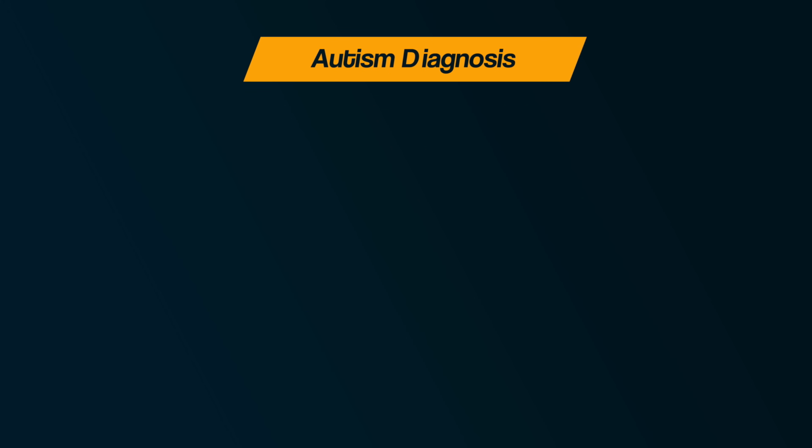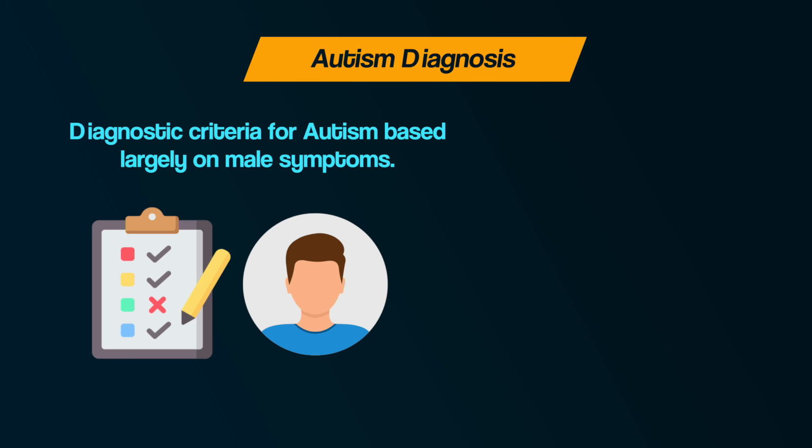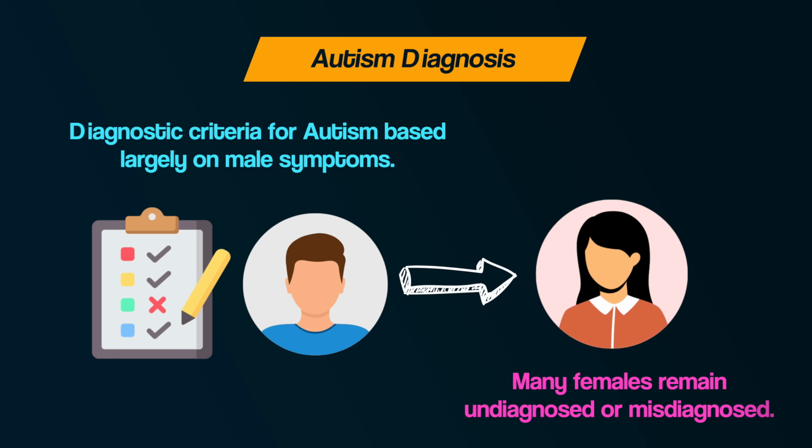Androcentrism is also evident in autism research, where diagnostic criteria have been developed based largely on male symptoms. As a result, many females remain undiagnosed or misdiagnosed, leading to inadequate support and increased vulnerability to mental health issues. This highlights how androcentric research can have serious real-world consequences.